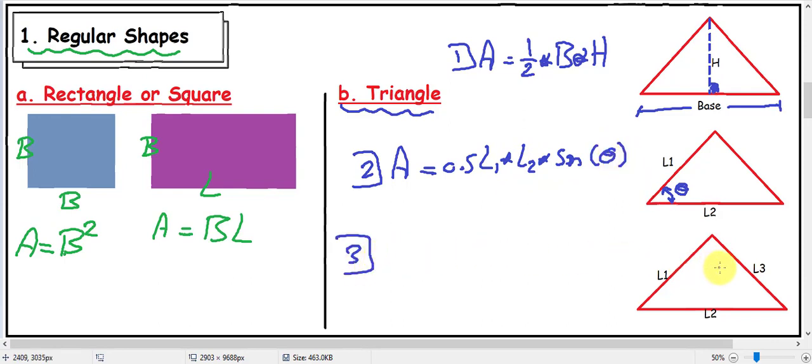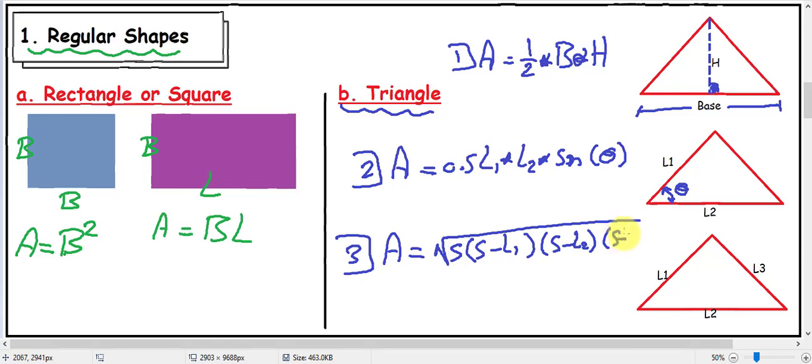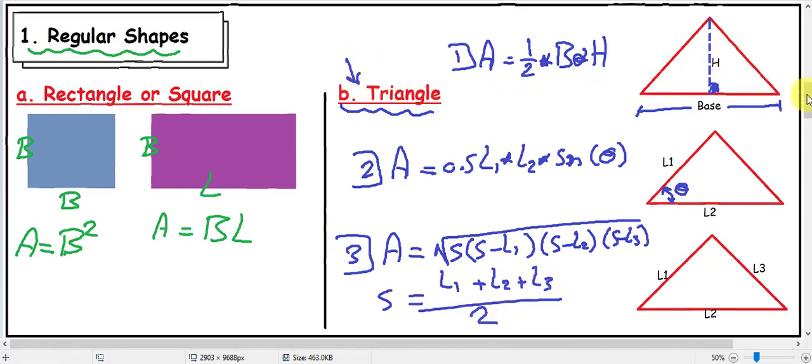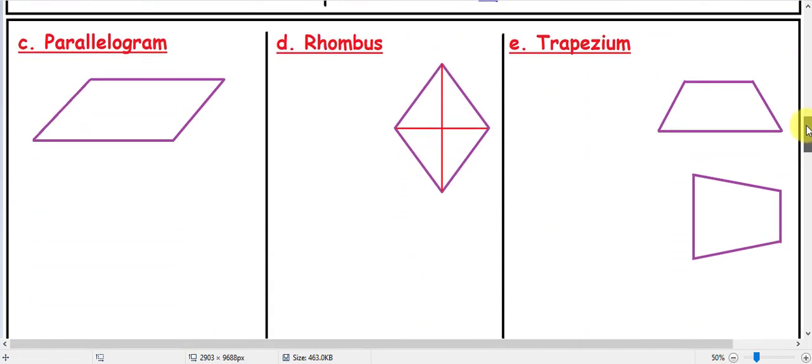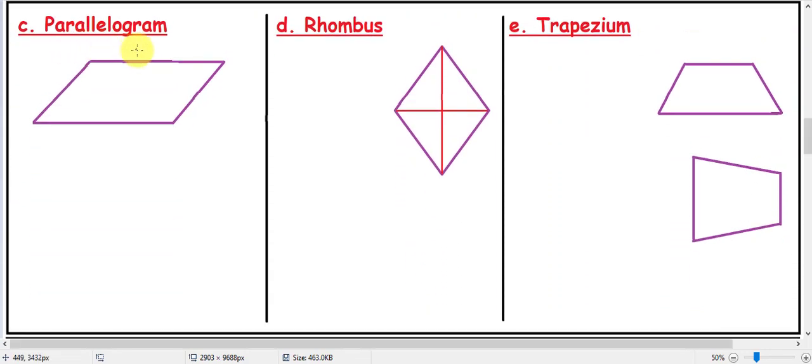The third formula, if I have the three lengths of the triangle, L1, L2 and L3, the area is the square root of S times (S minus L1) times (S minus L2) times (S minus L3), where S equals (L1 plus L2 plus L3) over 2. This is the second regular shape, the triangle. The third regular shape is the parallelogram.